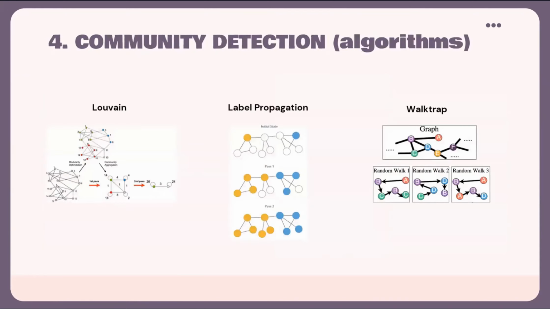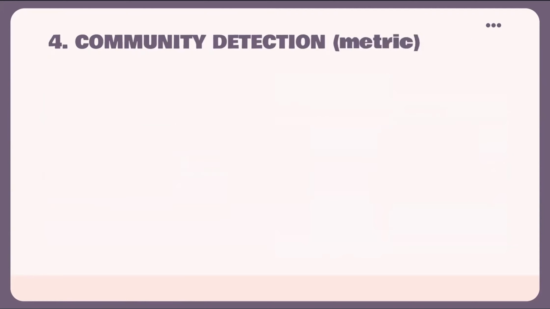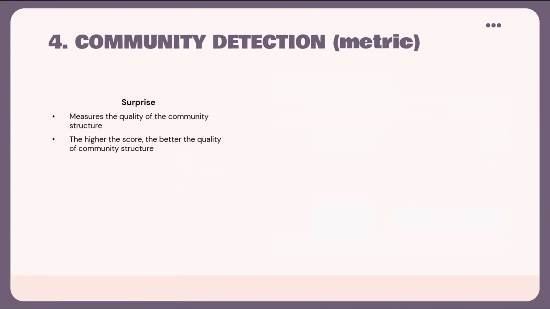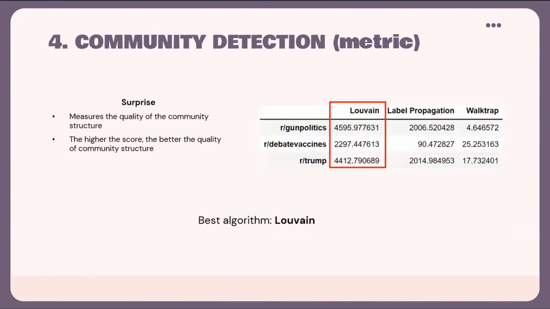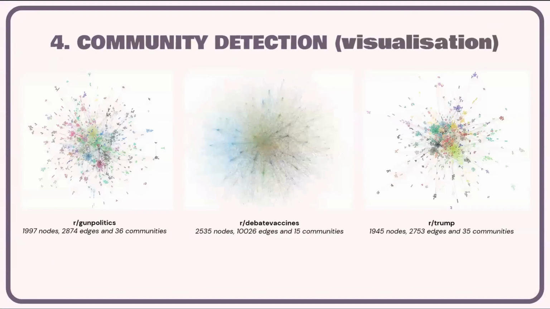Next, for step 4, community detection is performed on the network graph. We've compared 3 different community detection algorithms, namely Louvain, label propagation, and walktrap. The metric that we've used to evaluate the performance is called surprise, which measures the quality of community structure. The higher the score, the better the quality. We can see that Louvain gives the best score consistently in all 3 subreddits. Here's a visualization for the 3 subreddits using Louvain.